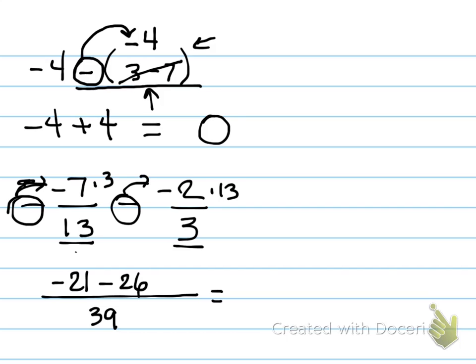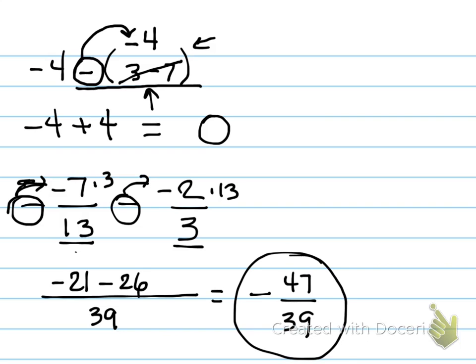Then all I have to do is combine in the numerators. Are the signs up there the same or different? So I'll keep the sign and do what to the numbers? Add them. So it gives me 47 over 39. Will that reduce? No. And notice that when I put the sign, where did I put it this time? In the middle, because I put it right in front of the fraction.